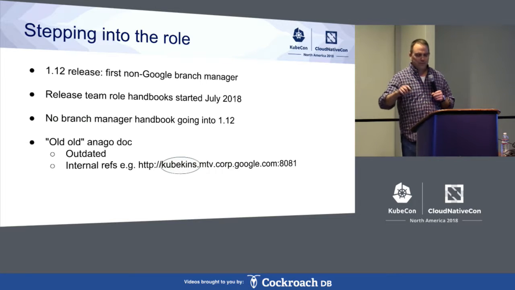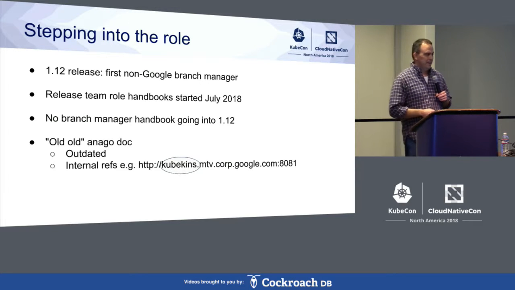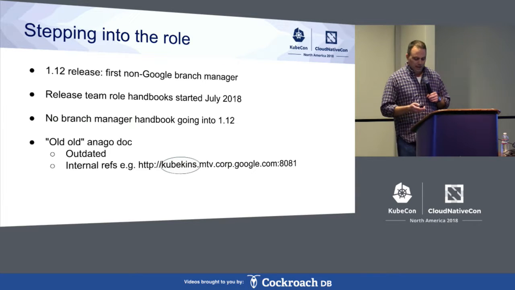There's a ton of stuff with strike-throughs. There are internal references. I like this one to Kubekins. I'm pretty sure that's Jenkins something or other. But there's some neat history in that document if you're interested.